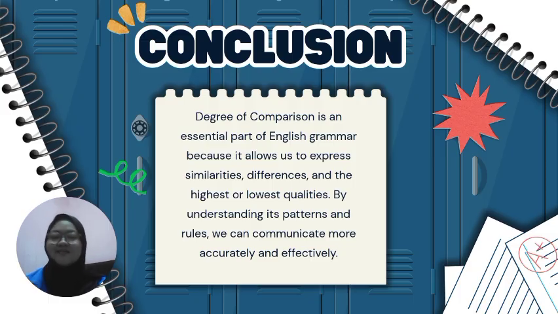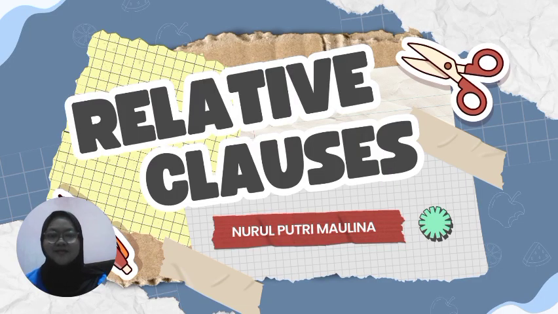Now that we have finished discussing the degree of comparison, let's move on to our second topic, which is relative clauses. Besides comparing things, another important grammar topic is relative clauses. This topic is very common in English because it helps us combine ideas into one sentence instead of writing many short sentences. If we use relative clauses correctly, our writing and speaking will sound more natural, more formal, and more fluent. Let's begin by understanding the definition of relative clauses.